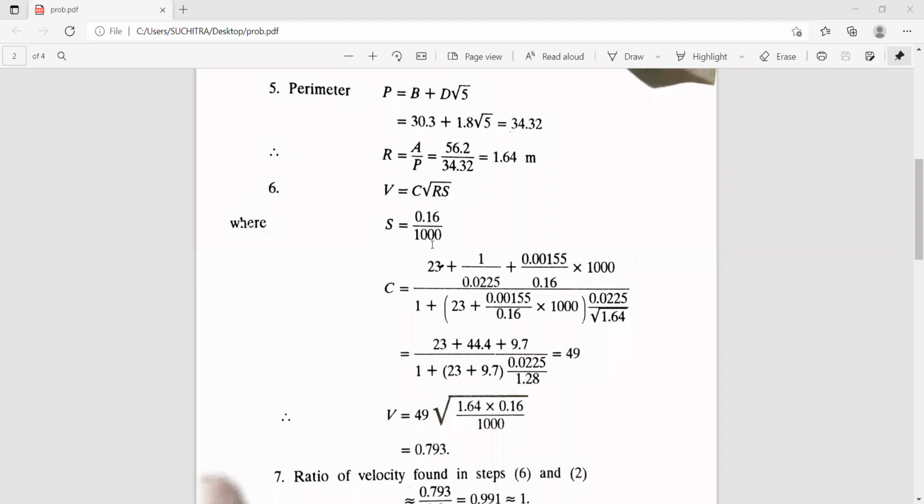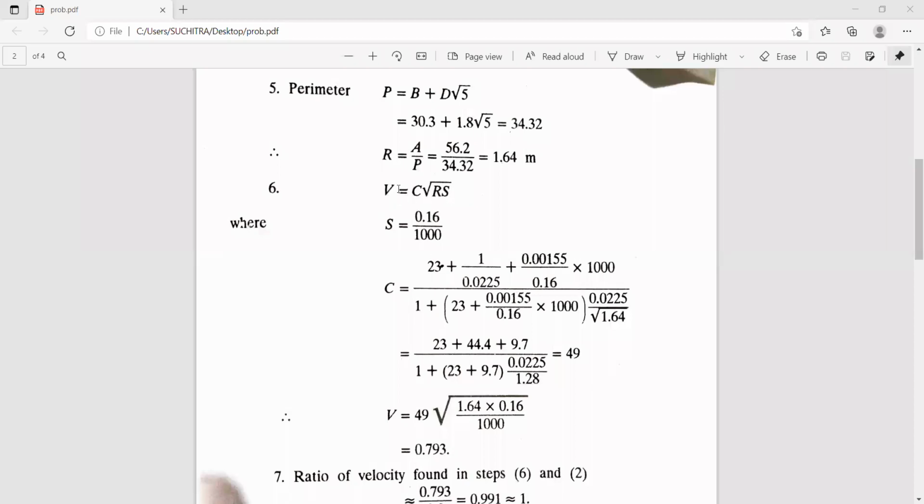So where S is 0.16 divided by 1000. So 1000 will come on the numerator. Then that whole divided by 1 plus 23 plus 0.00155 divided by S, again into n divided by root R. So R is nothing but the hydraulic mean depth, whatever you have calculated in step 5. That is 1.64. So when we solve this equation, we'll get the value of C as somewhere around 49.